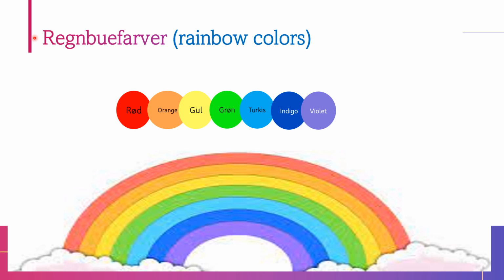Here on the screen is a rainbow. Do you know how we call the rainbow colors in Danish? Here are their Danish names. Regnbuefarve or rainbow colors. Rød, rød. Orange, orange.